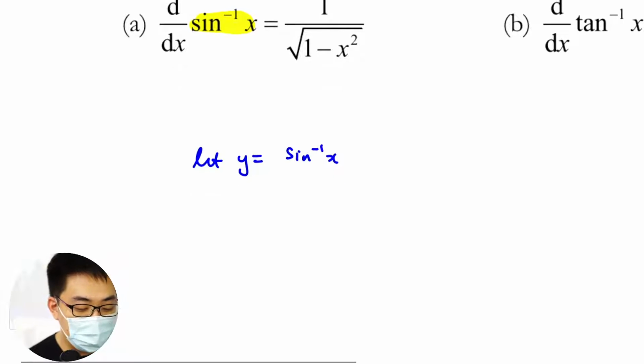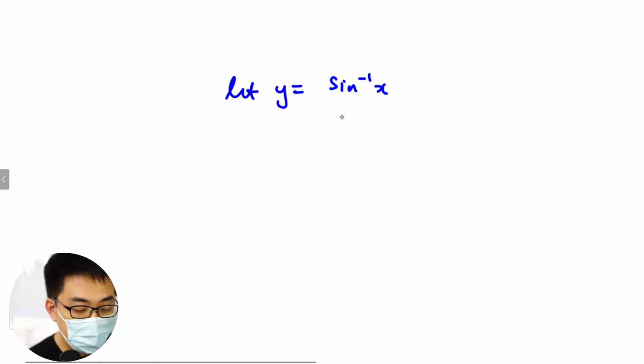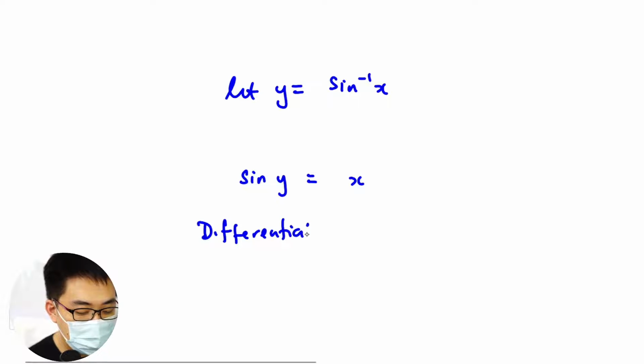Alright? Then you sine both sides. Now you cannot differentiate sine inverse, that's for sure. So if you want to show this, what you need to do is bring the sine over. So this will be sine y equals x. Then you just differentiate with respect to x.